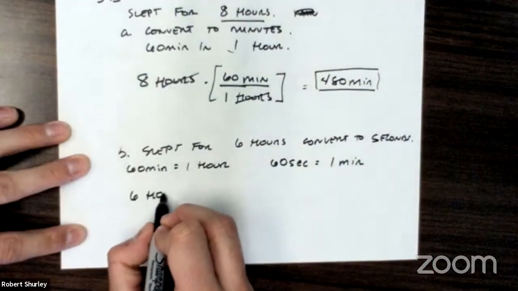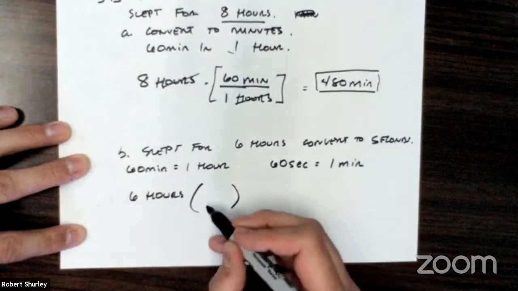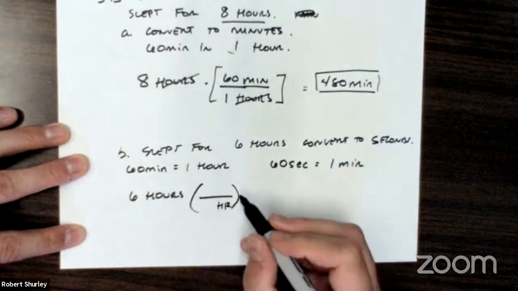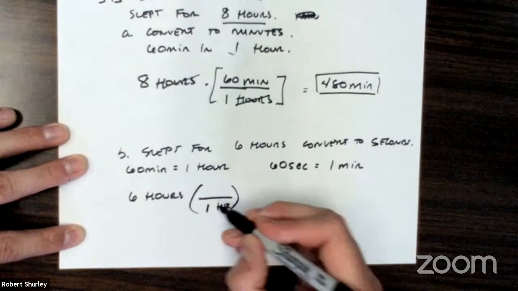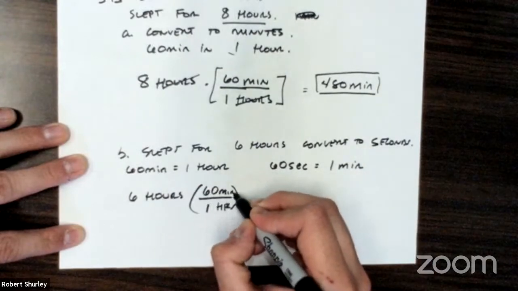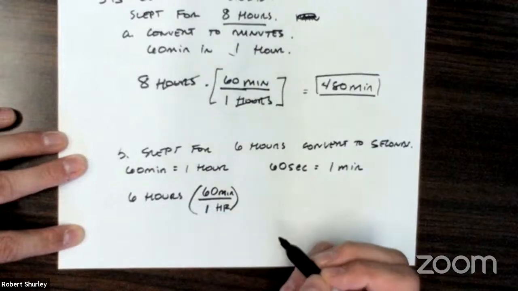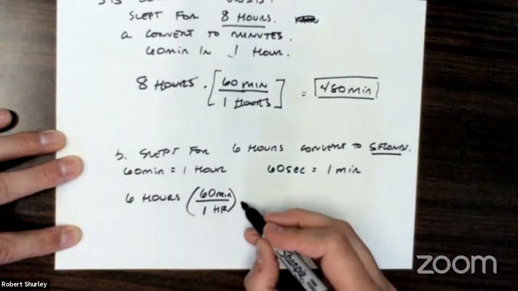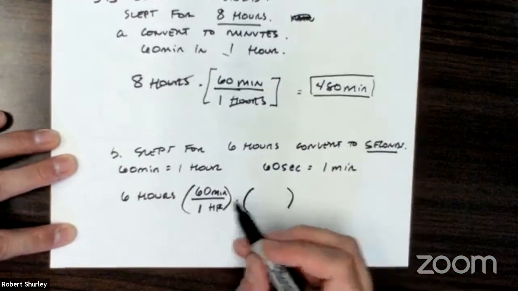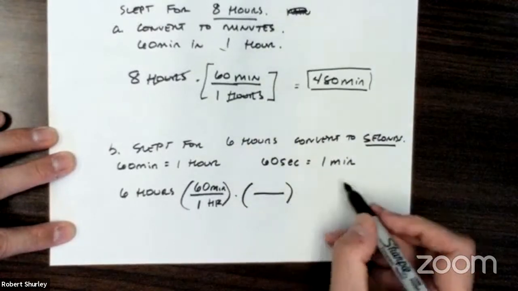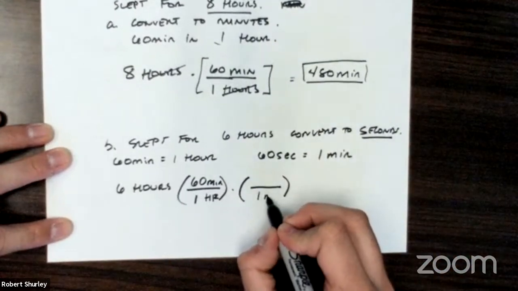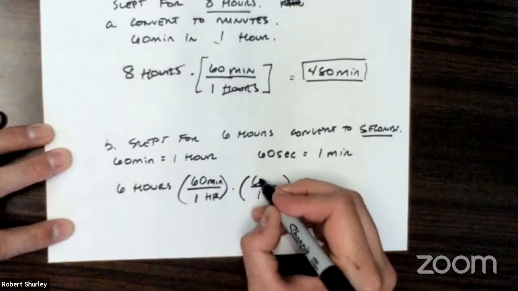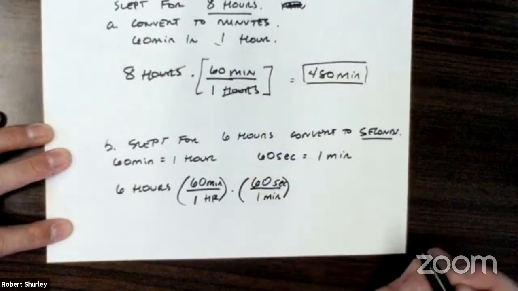So we do 6 hours. Now the first fraction, I'm going to get rid of the unit we start with. So I'm going to call that HR for hours because I ran out of space. And just like before, we know there's 1 hour for 60 minutes, right? That's going to get rid of the hour. Now that'll leave us with minutes, but remember we want to get down to seconds. So I'm going to make another fraction to get rid of the minutes. Now we know there's 1 minute and 60 seconds. Again, I'm going to put the minute down here because it's going to cancel the minute up here, and it's going to leave me with the second unit.